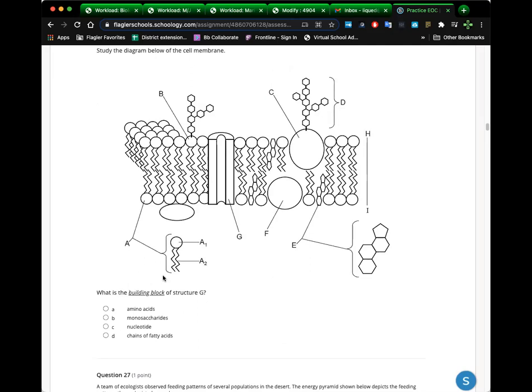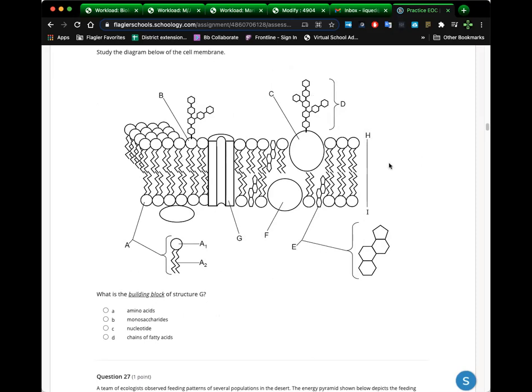All right, cell membrane. What is the building block of structure G? So this one's a little tricky because there's two parts to it. First, you have to identify what G is. The bulk of the cell membrane is your lipids, your phospholipids, these little things here. The other thing in the cell membrane are your protein channels. So these are proteins, okay? But protein is an option.